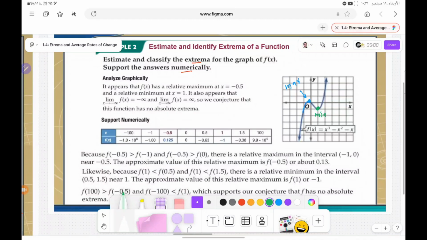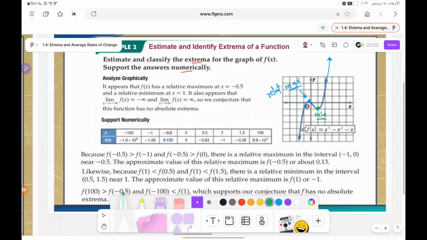Now, the most important question is, are those 2 points, the maximum one and the minimum one, absolute or relative? Both of them will be relative. The maximum will be a relative maximum, it will not be an absolute maximum. Why? Because if you complete the function, it will go up forever, so that's why it's a relative maximum.